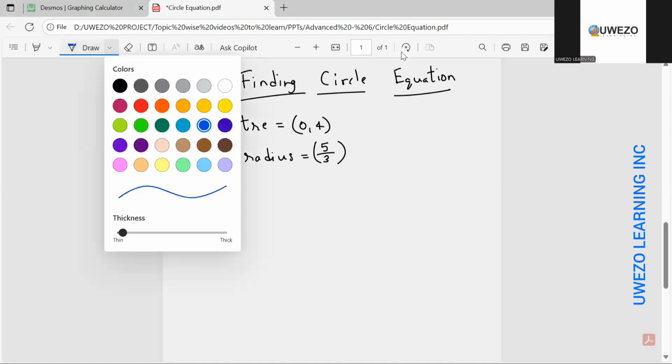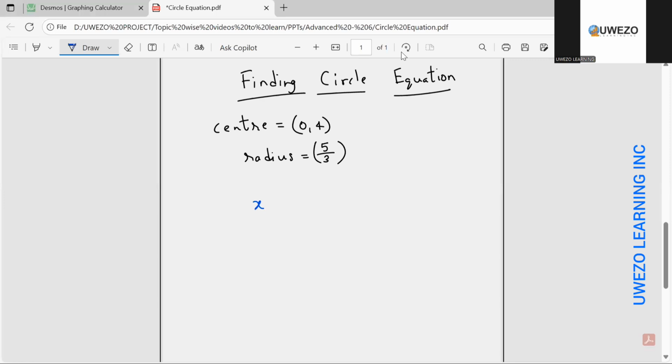So for the center (0, 4), the circle equation would be (x minus 0) whole square plus (y minus 4) whole square equals (5 by 3) square. So if we simplify this, we get x square plus (y minus 4) whole square equals 25 by 9. And if the standard form is not available in the options, then we need to further solve and expand it.